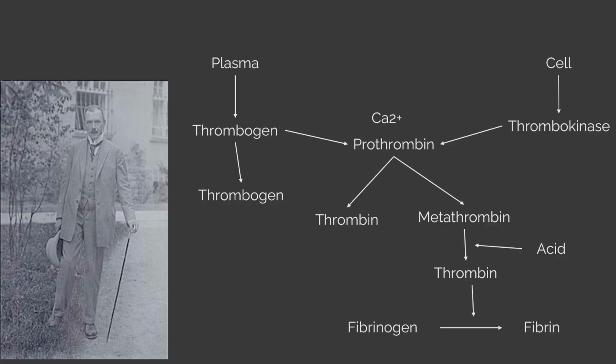The second step was the formation of fibrin from fibrinogen under the action of thrombin in the presence of calcium. If you've studied coagulation in your program already, you should recognize this as the extrinsic, intrinsic, and common pathways that we would now recognize today. So props to him. He was cooking with that one.